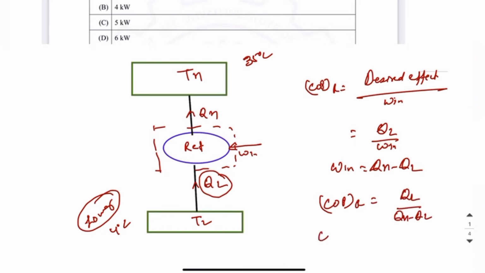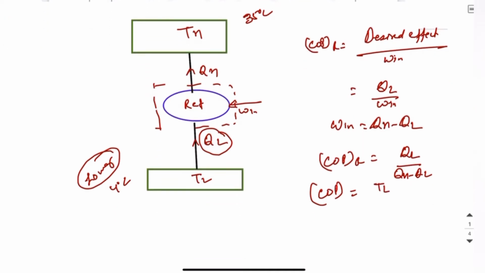Now if this refrigerator is working on the Carnot cycle, then Carnot COP is a function of temperature. The COP of a Carnot refrigerator working between the temperature limits TH and TL depends solely on the temperature. So this is the formula for a Carnot refrigerator.